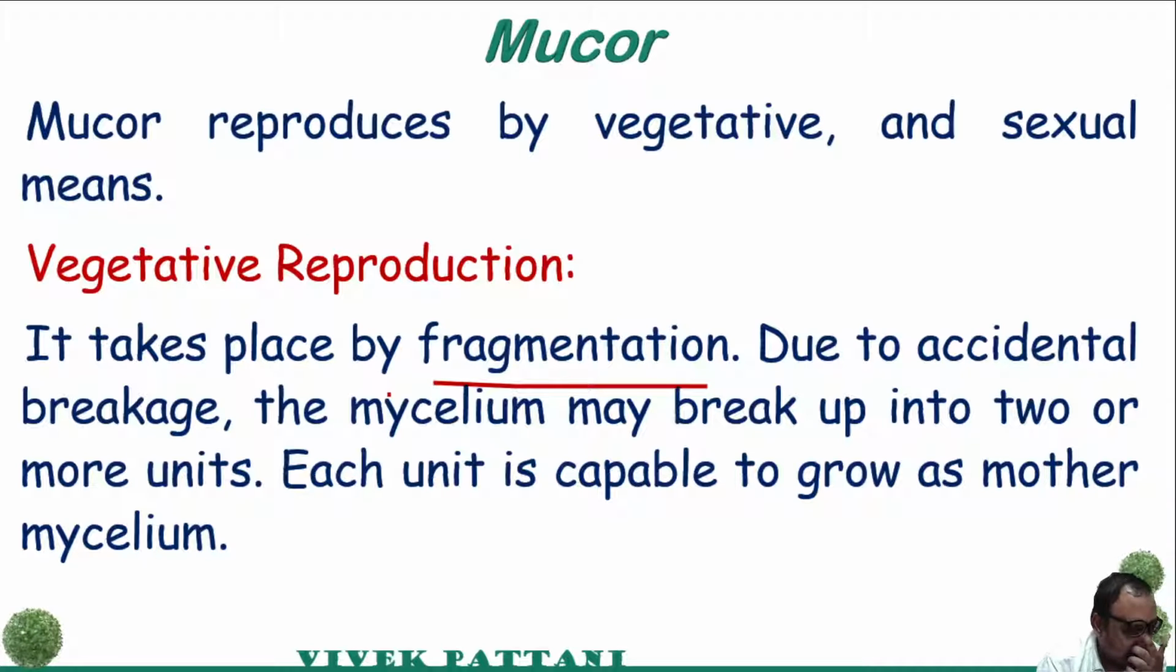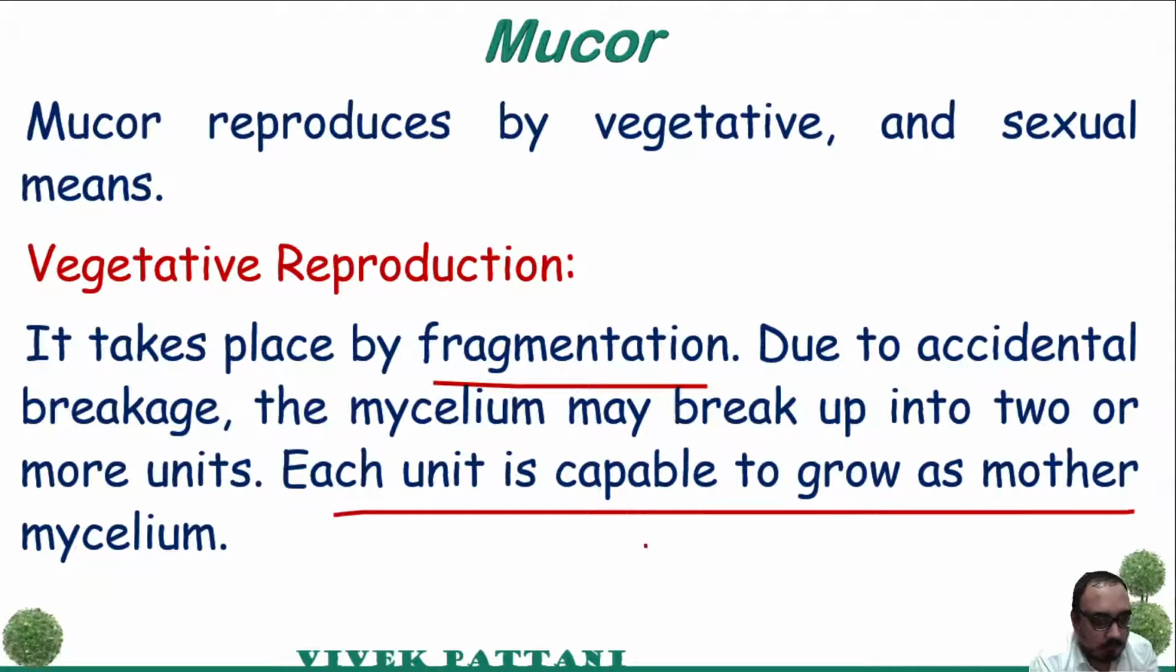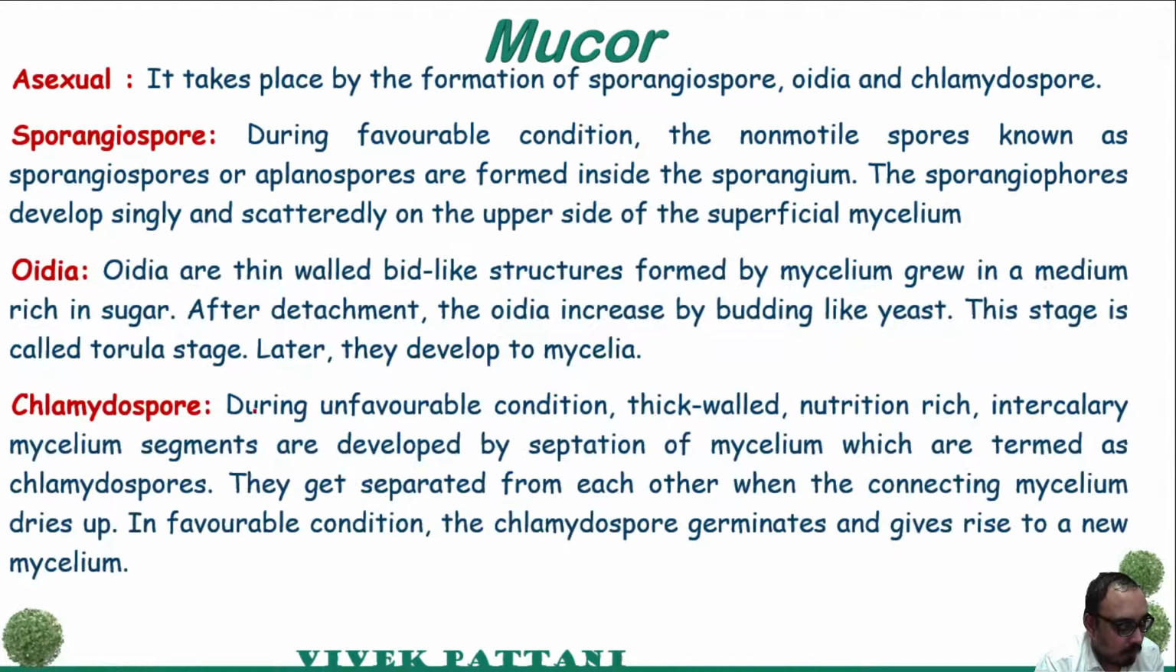The vegetative reproduction occurs by fragmentation, due to accidental breakage, and the mycelium may break up into two or more units, and each unit is capable of growing as a mother mycelium. So fragmentation we have already discussed, where a fragment, a part, can grow on its own. Now the second one is a sporangiospore. The asexual mode is a sporangiospore.